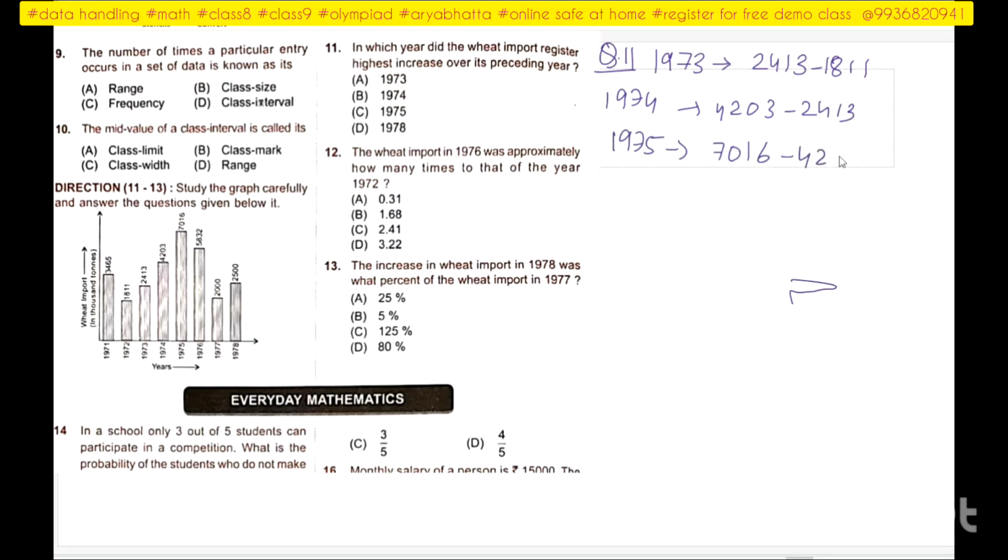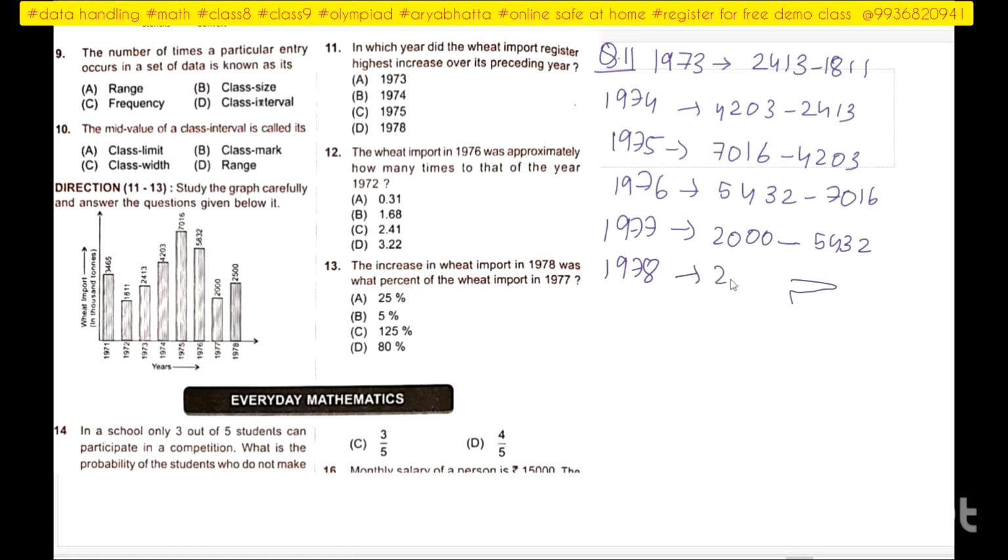7016 minus 4203, right? 1976 will be how much? 5432 minus 7016. Then 1977 will be how much? 2000 minus 5432. And 1978 will be how much? 2500 minus 2000, right? So what are the values?